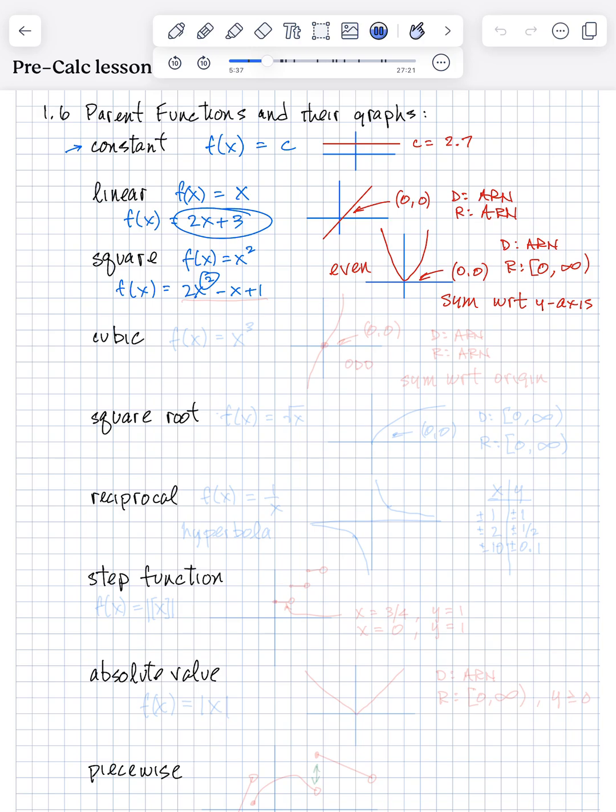Now, that's only for the parent. This particular equation, 2x squared minus x plus 1, would not be symmetric with respect to the y-axis, and it wouldn't be an even function. It would be neither, not even or not odd.